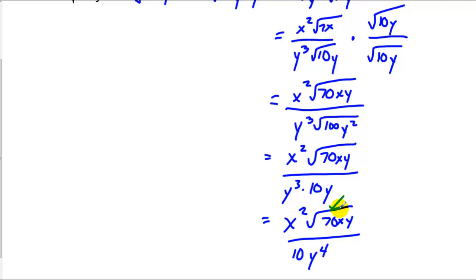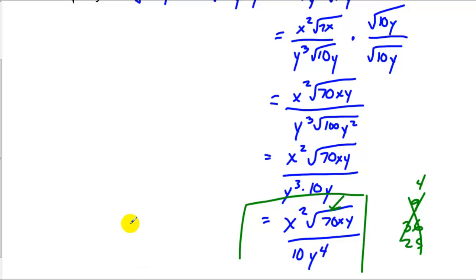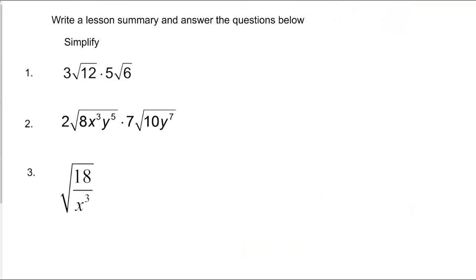We look at this final fraction, and our only question is, is there a perfect square factor in 70? 4 doesn't go into 70, 9 doesn't go into 70, 36 doesn't go into 70, 25 doesn't go into 70. So the answer is basically no, and this is simplified. So this process of simplification gets a little bit more difficult as we introduce fractions into the problem. Go ahead and answer these questions and fill out your lesson summary, and we'll discuss this more tomorrow.